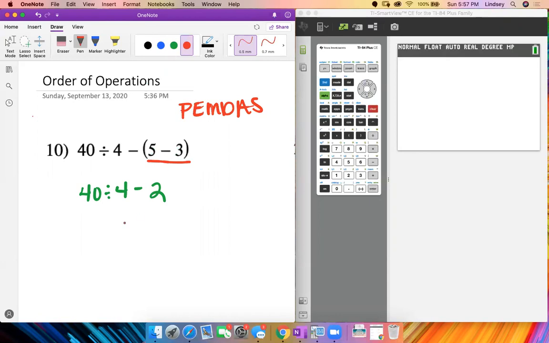All right, the next part of my problem, I have 40 divided by 4, and I have 4 minus 2. According to my order of operations, I'm either doing division or subtraction. Division comes first. So I'm going to do 40 divided by 4, which is 10. Bring down my minus 2. I have 1 operation left. So 10 minus 2 is 8. So for number 10, you should have got 8. That one's not bad at all.